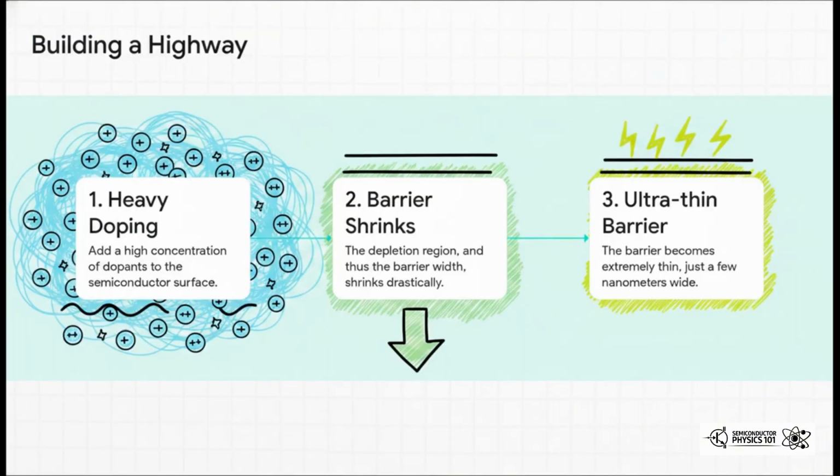The solution is actually beautiful in its simplicity. Instead of trying to get rid of the barrier, we just change its shape. We bombard the surface layer of the semiconductor with a massive amount of extra atoms, a process we call heavy doping. This flood of new charge carriers makes that depletion region shrink like crazy, and as it shrinks, the energy barrier becomes incredibly, incredibly thin. We're talking just a few nanometers wide.